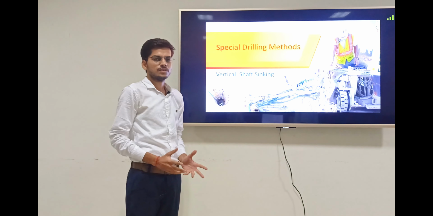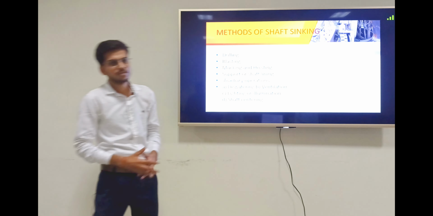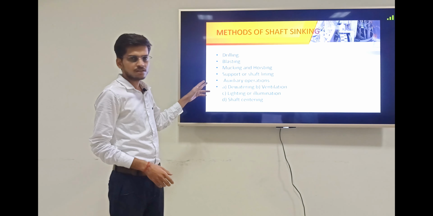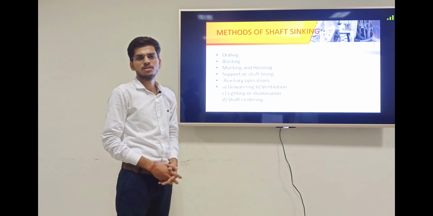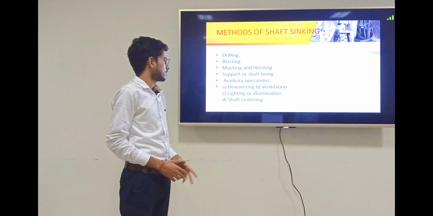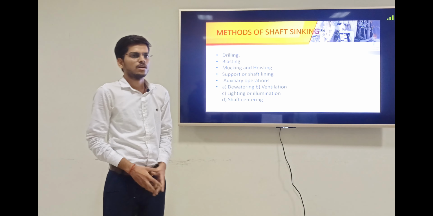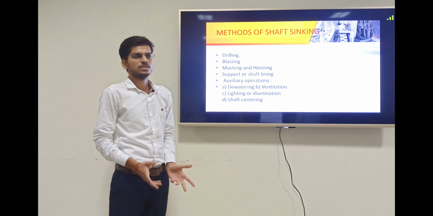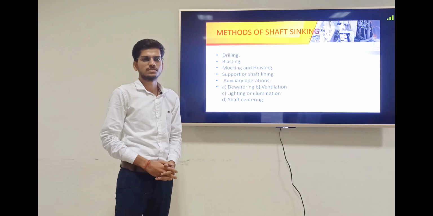Now, we will come to know of the different methods of shaft sinking. These include drilling, blasting, mucking and hoisting, support or shaft lining, and many other auxiliary operations such as dewatering, ventilation, lighting or illumination, and shaft centering. Drilling and blasting: a shaft is constructed by drilling holes and filling them with explosives. Using this method of drilling and blasting, we can sink it up to 5 to 10 meters.